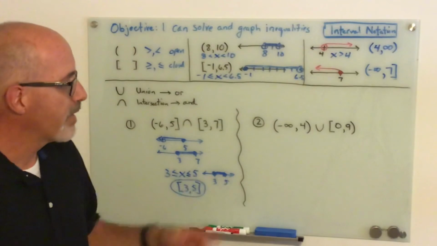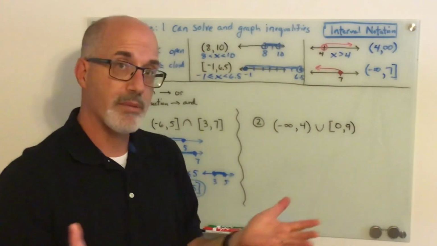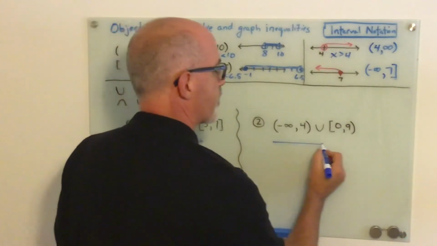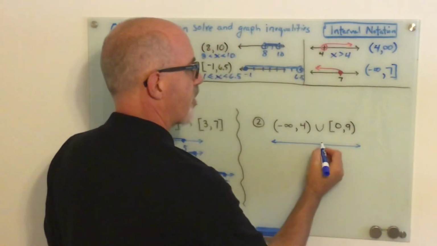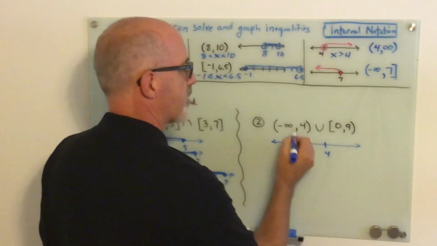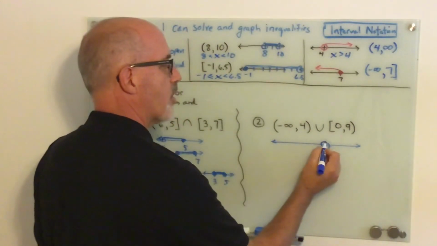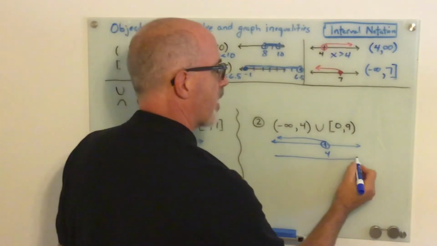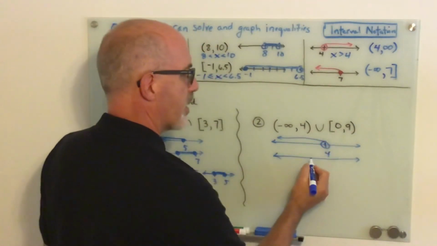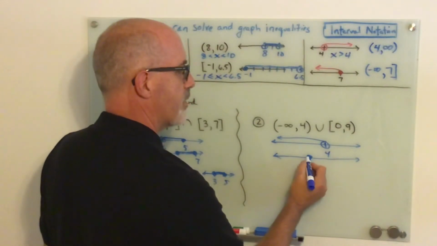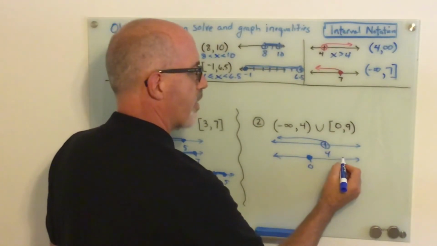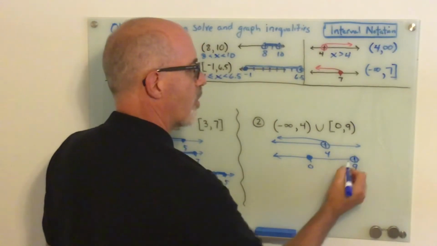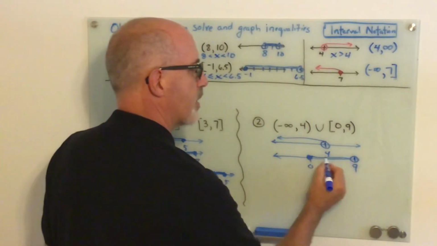Let's try this one. This is a union, meaning we're going to put them together, all together. So this first graph is going to start at 4, and it's going to go off to negative infinity with an open circle on it. This number line, on the other hand, is going to have a closed dot on 0, and then it's going to go off to 9, and at 9 it's going to be an open dot, and then everything in between that.